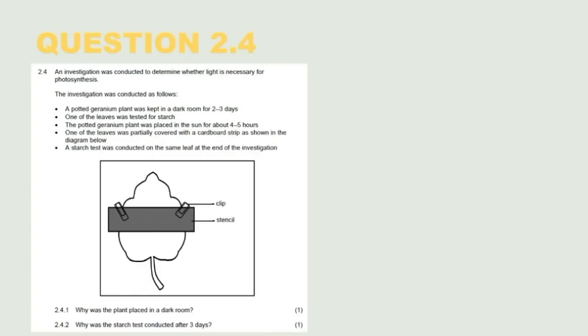So let's read through my investigative question. They say that an investigation was conducted to determine whether light is necessary for photosynthesis. Then the investigation was conducted as follows. So we had a potted geranium plant that was kept in a dark room for 2 to 3 days.